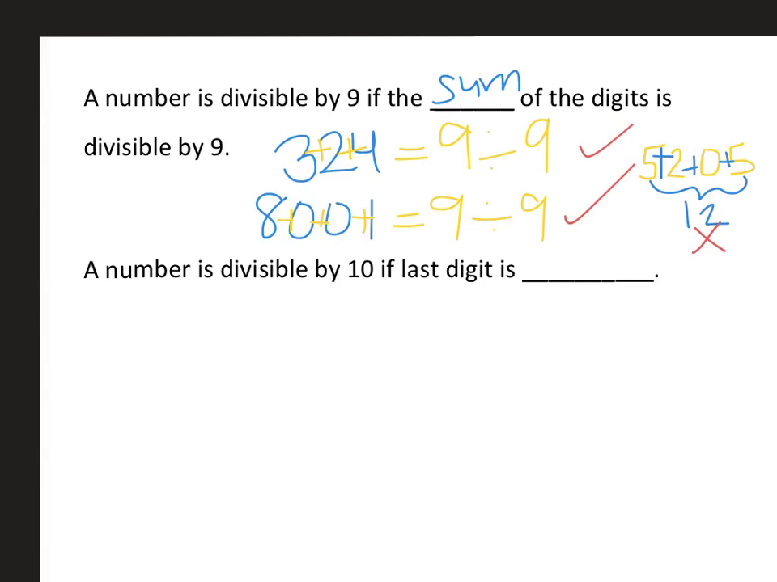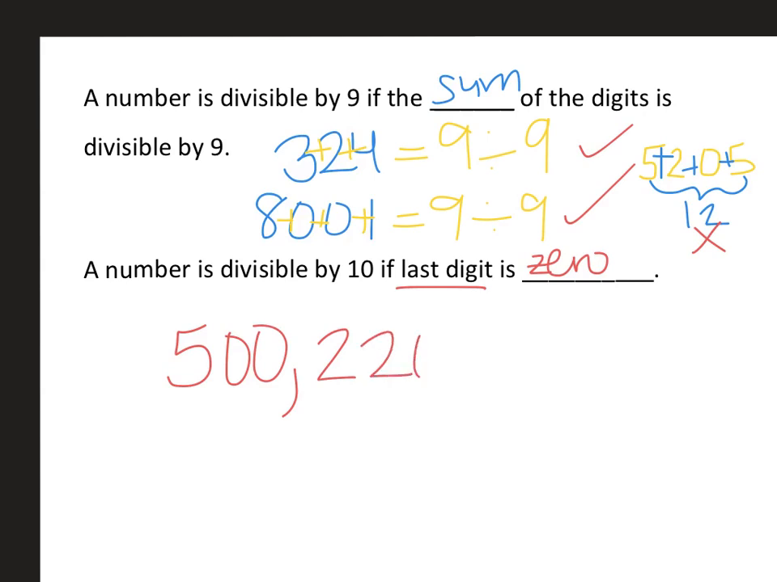Okay, and this last one is another one you should know. A number is divisible by 10 if the last digit is 0. So 10, 20, 30, 40, they all end in zeros. So all you have to check on those is the last digit. You got a really big number like 500,220. Well, we know that number is still divisible by 10 because it ends in a 0. But if you have another big number like 22,981, we know that one is not divisible by 10 because the last digit is not a 0.